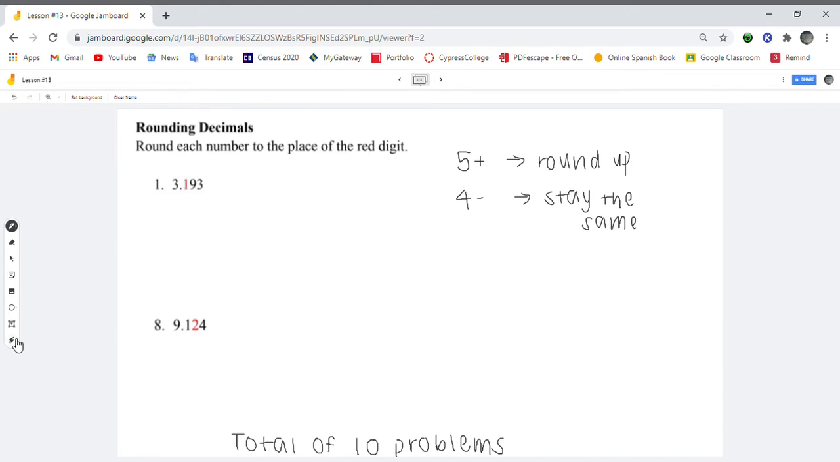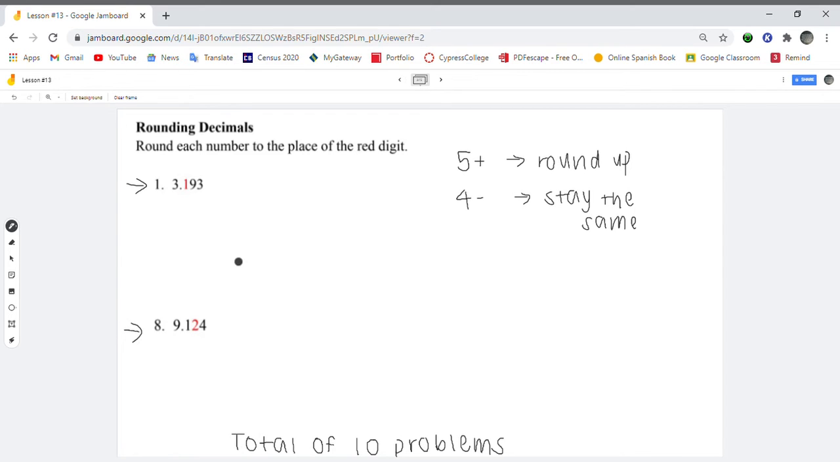For the second section, it's rounding decimals, and we're going to round each number to the place of the red digit, and we see the red here. So we're going to do number 1 and 8 out of 10 problems, and something to keep note of is that we're going to look at the number next to the red digit, the number after. If the number after is 5 or greater, then you're going to round the red digit up. But if the number after the red digit is 4 or less, then you're going to keep the red digit the same.